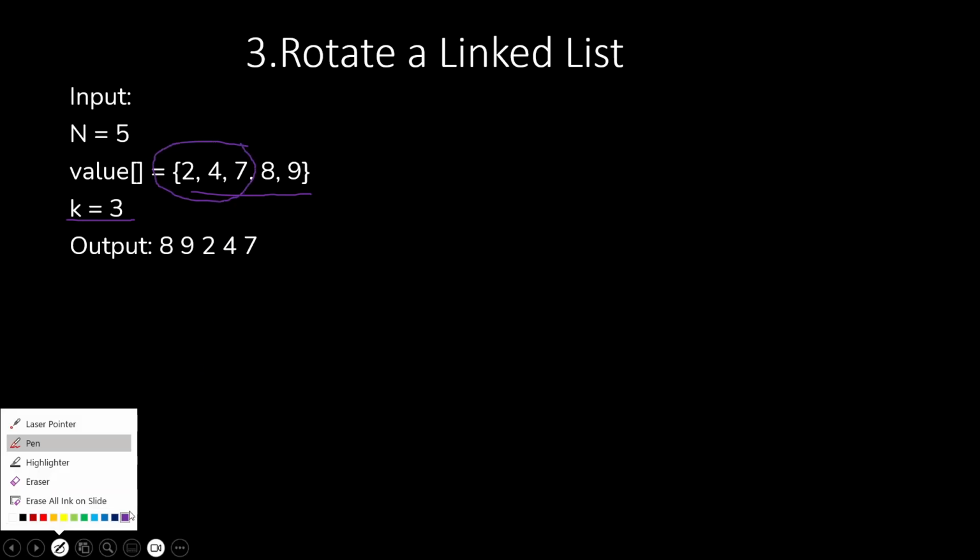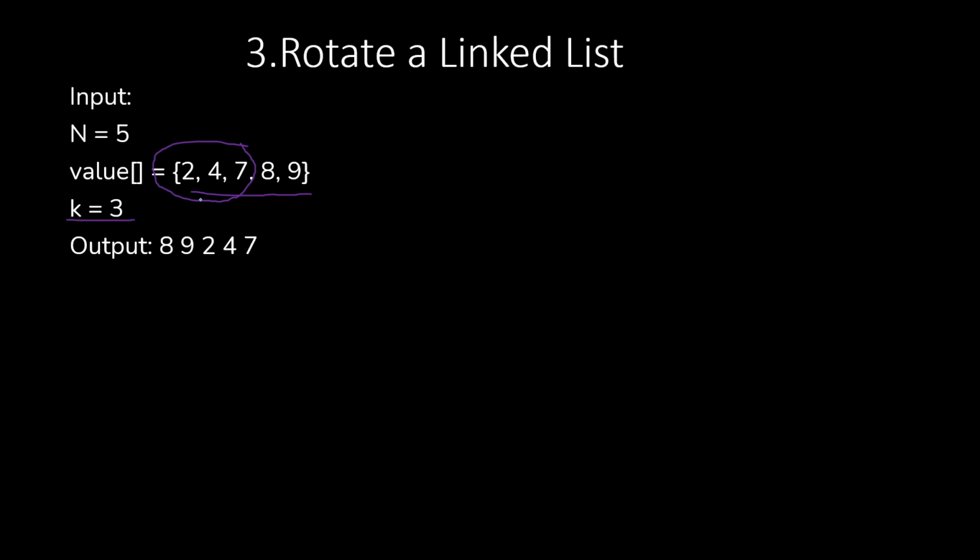Now if you rotate that, what happens? These elements will come to the right side. So the new list will become 8, 9 and 2, 4, 7, right? This is the linked list that we will get as the output at the end. So this is the rotation of the left side elements. Whatever the k value is, if it is 3, we rotate 3 elements. If it is 2, we rotate only 2 elements. If it is 1, we only rotate a single element from the left side.